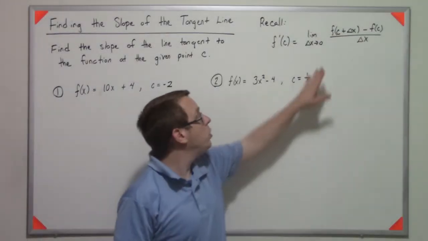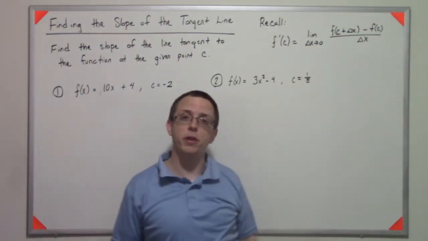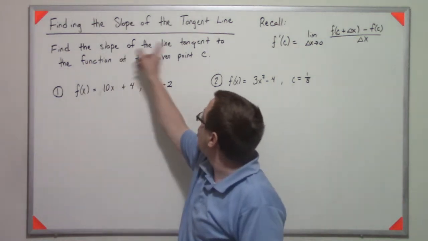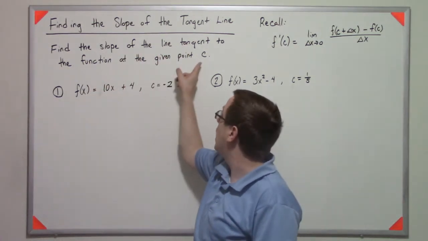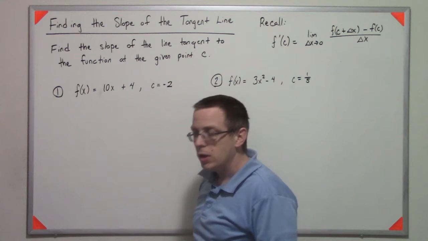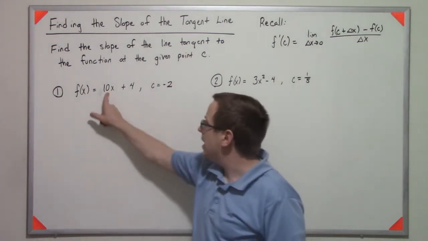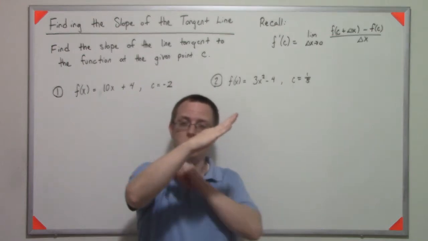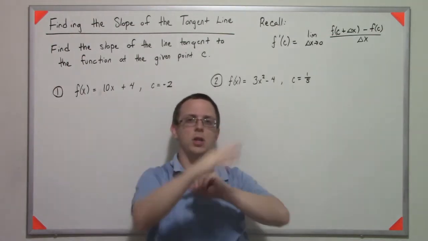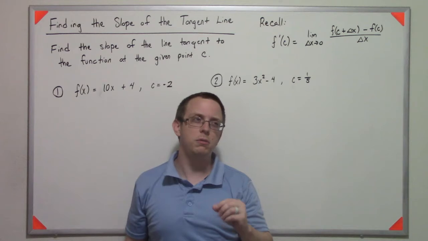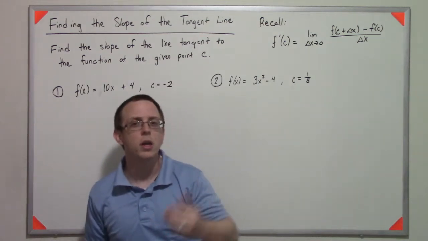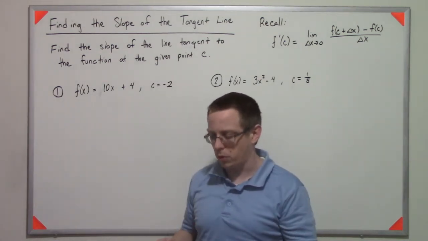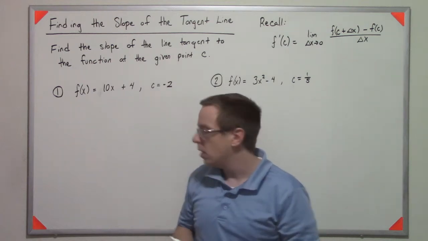In these problems, we're going to use the limit definition of the derivative to find the slope of the line tangent to the function at the given point. So our first function is a line. If you think about this just in your head, the tangent line to a line should be pretty much identical to it. But let's go ahead and walk through it and see if we get that answer.